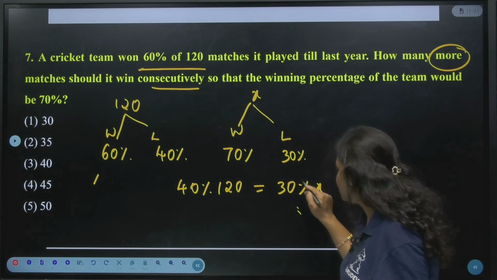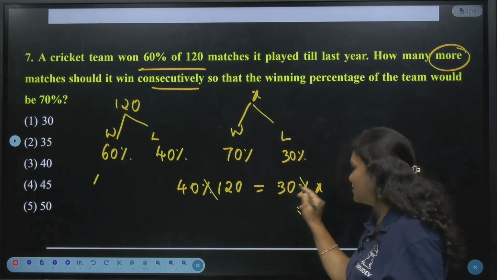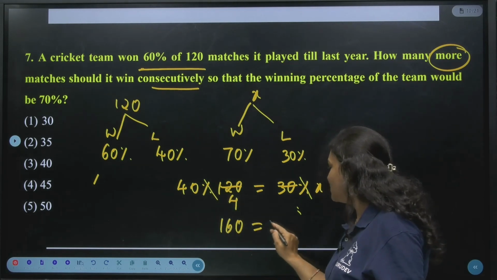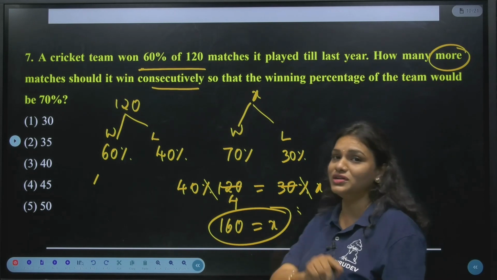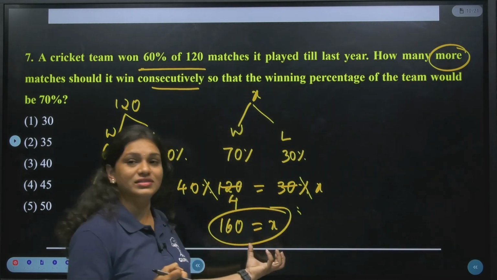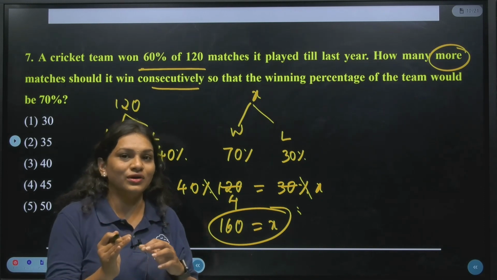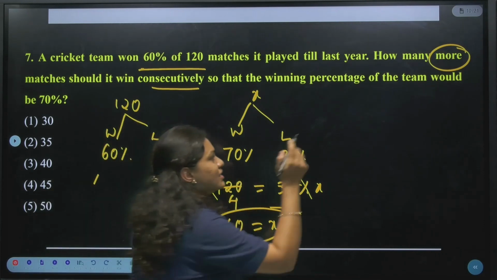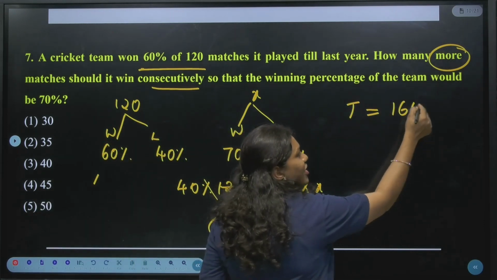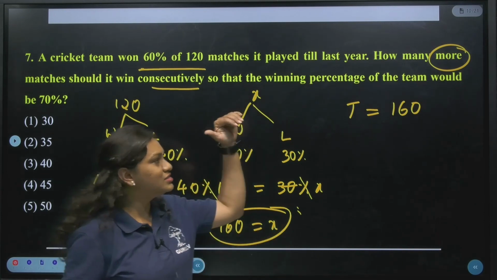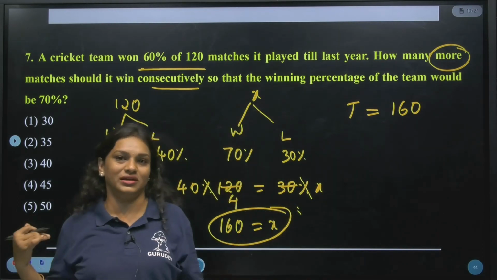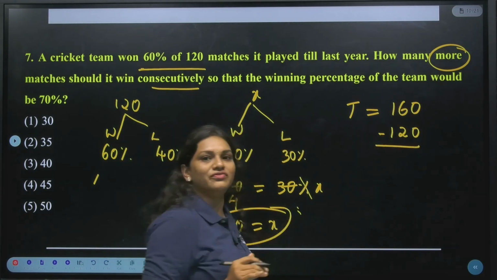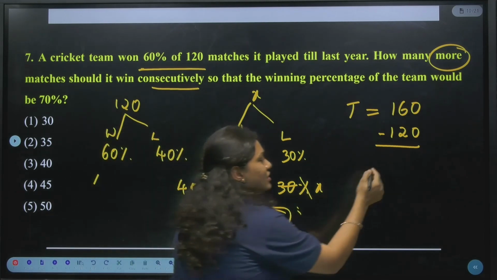Further, if I simplify the percentages, 30 ones are 3, 4s are 4, so 40 into 4 is how much? It is 160. Try to understand, guys: the answer we are getting, 160, is not the more matches. Including the 120 matches, it is 160. In total they have played 160 matches. Already how many have they played? 120. So out of 160, 120 already played, how much is left here?